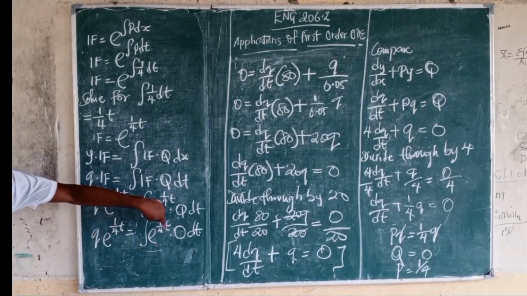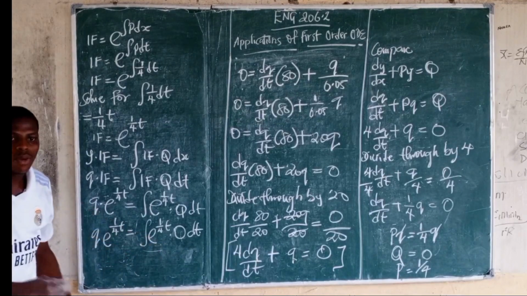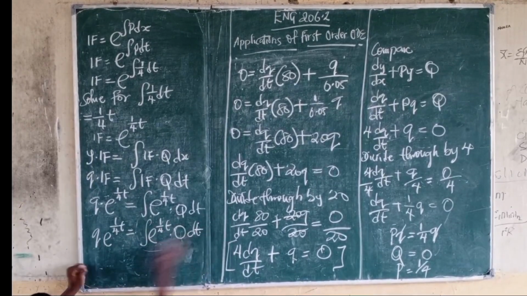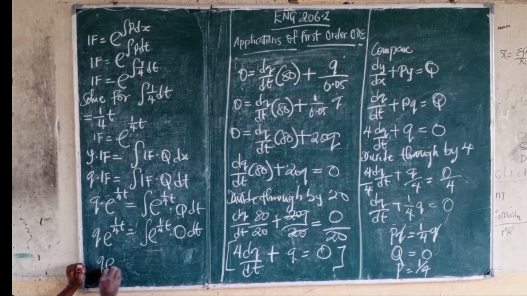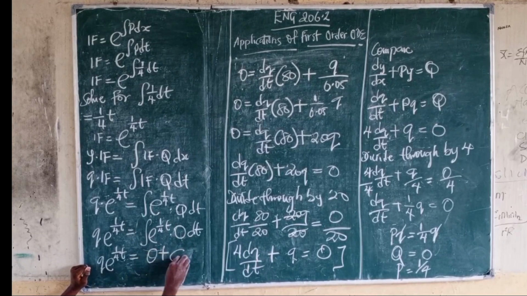Now, if you have everything here to be 0, you are integrating 0. And if you integrate 0 is what? 0. And after integrating, what do we add? We add plus c. So if you do that to this side of the equation, you simply have this to be what? Q exponential 1 over 4t is equal to, you have integration of 0 here. So it will be 0 plus what? C.